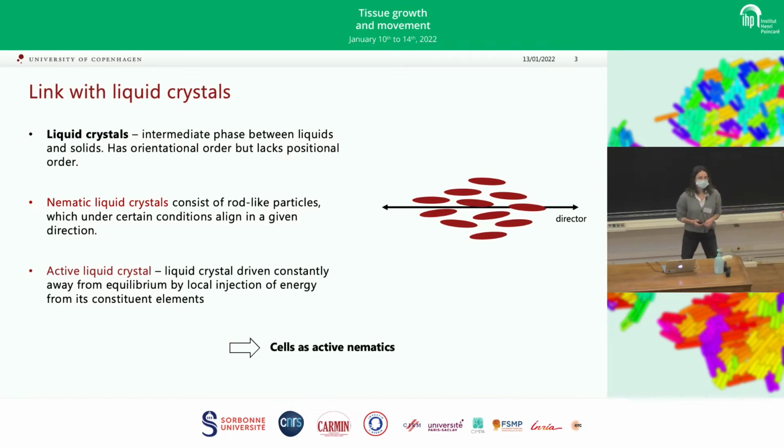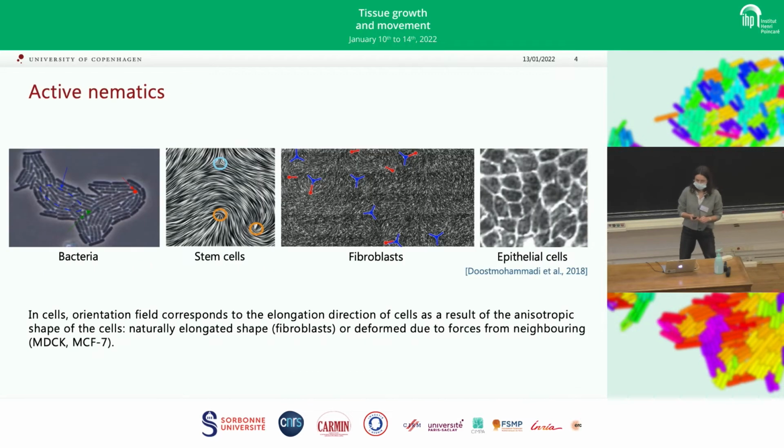And if we think about biological entities, either bacteria or cells, they can also be elongated, but the only difference with biological entities is that they are active in the sense that they take the energy from the environment and convert it into mechanical work, and they move. So we call the structures that we work with active nematics.